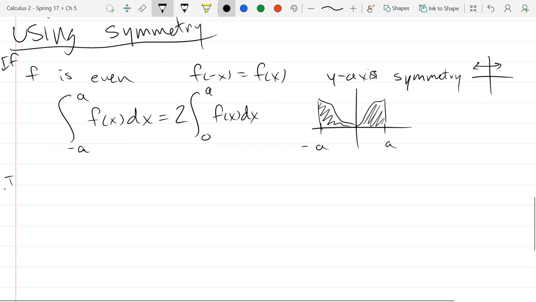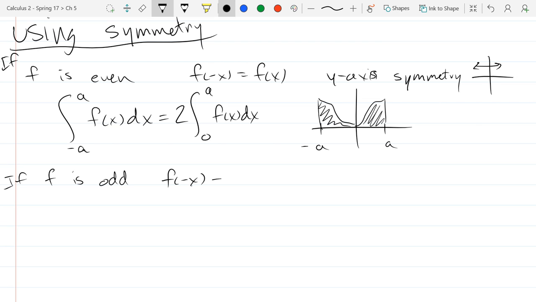And if f is odd, which means take negative x and plug it into f, and if you get your function back but with a negative in front, so it's not your original function but it's the negative of your original, the symmetry you get is origin symmetry.